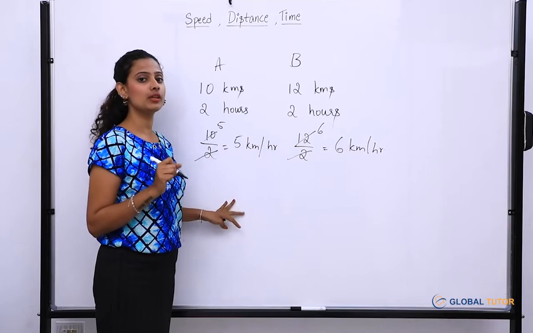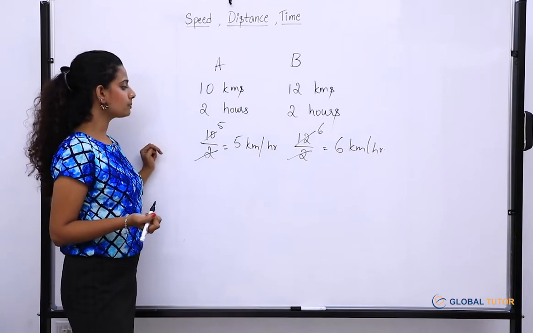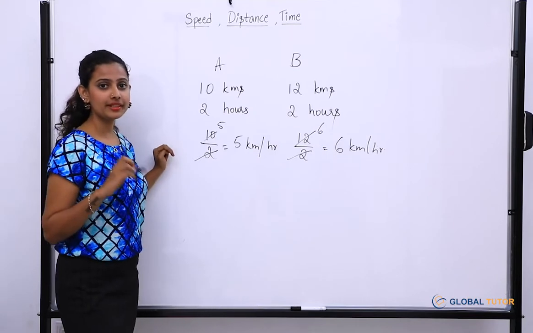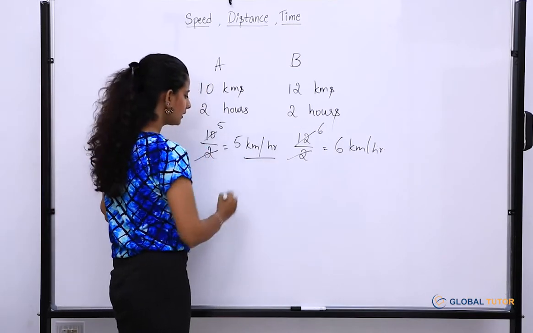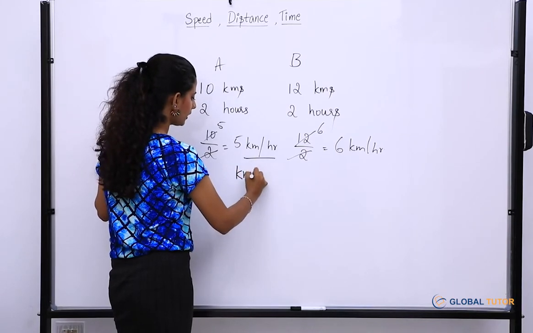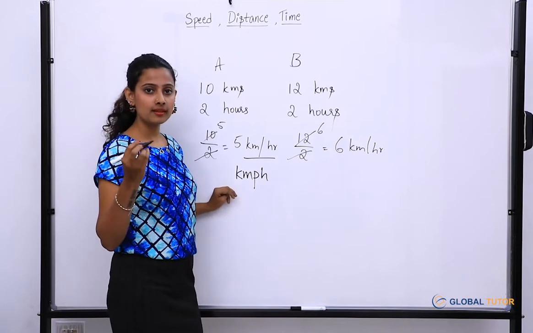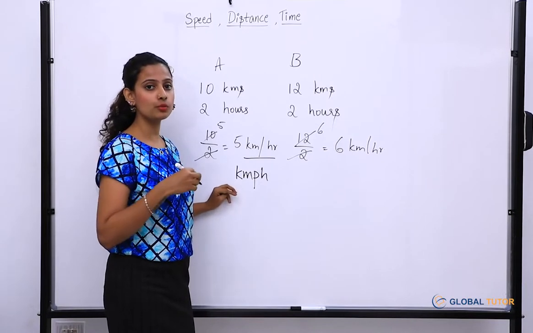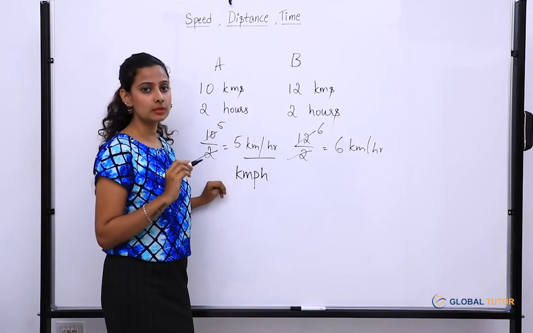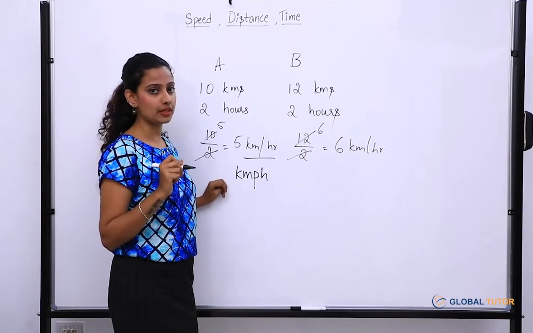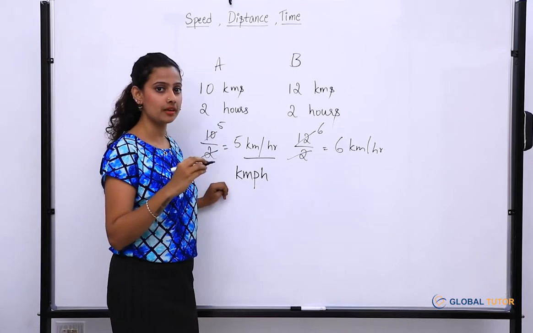So speed is equal to distance divided by time. So this is how speed is defined, distance divided by time. And how is it expressed? It is expressed as kilometer per hour, kmph. So if you travel by bike, car, bus, whatever mode of transportation, you would usually see it on the display. It is kmph. So 20 km per hour, 40 km per hour, 50 km per hour.